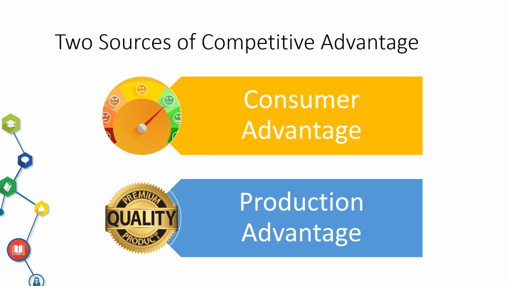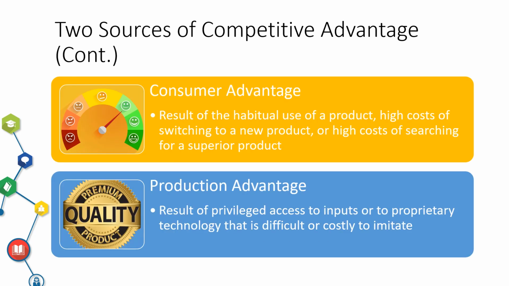Barriers to entry are particularly strong when a company enjoys economies of scale, which mean the cost per unit for the incumbent is lower than that for a challenger. A consumer advantage is the result of the habitual use of a product, high cost of switching to a new product, or high cost of searching for a superior product.